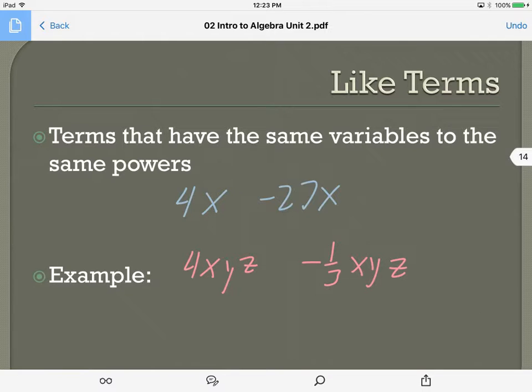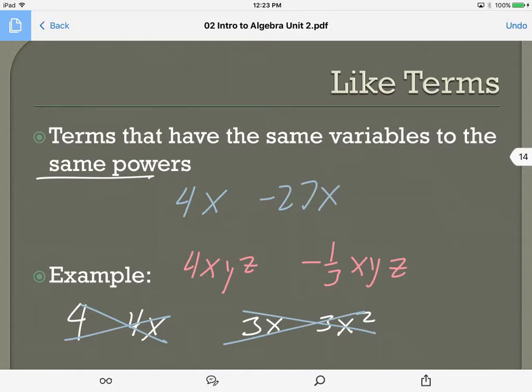Let me give you a pair that's not like terms. 4 and 4x, not like terms. It means you're not allowed to add or subtract them together. So these two, not like terms. 3x and 3x squared. Look really similar, right? But the problem is they're not to the same power. So these two, not like terms.